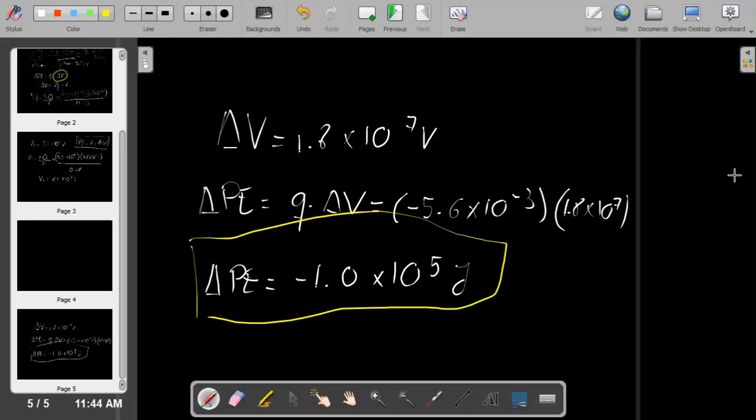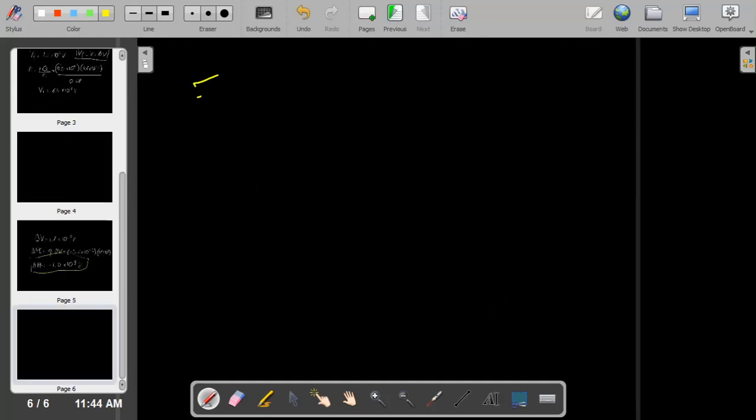So let me go to number 1 first. I'm going to do another page. So we're doing number 1 here, okay? Let me change to white. The answer for number 1, I'll go back to yellow. The answer for number 1 is minus 9.8 times 10 to the 10 joules. So if you got this answer, move on to number 2, okay?